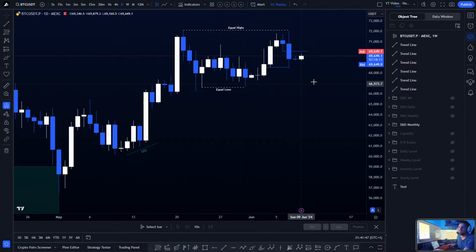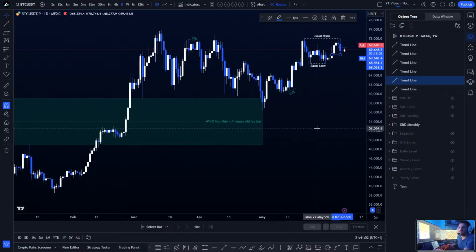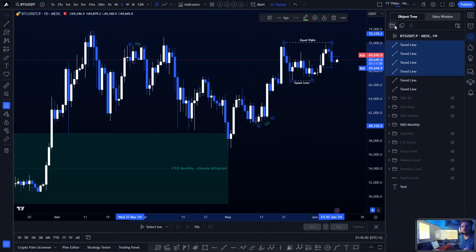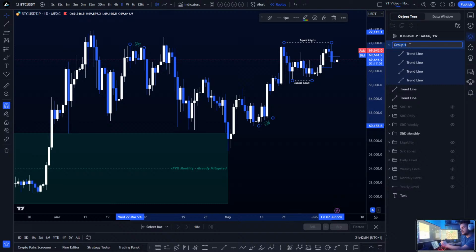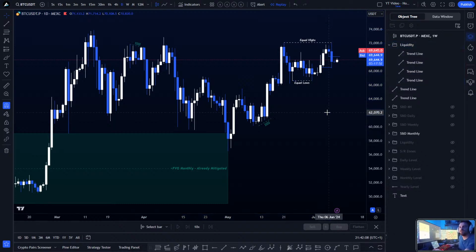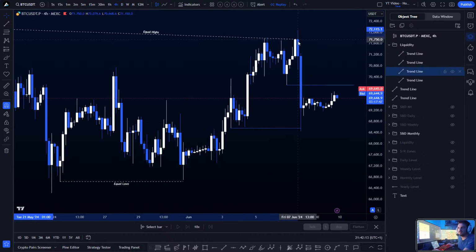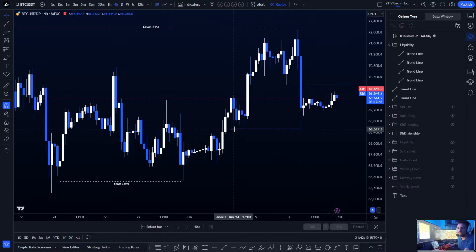But this is already a nice start to have a bias in the future. Okay. So where is that guy? Okay, that is actually structure. Equal lows, equal highs. Okay. So I'm gonna mark this as liquidity. And we're gonna add to it by going to the 4-hour. So let me just extend this a little bit more.